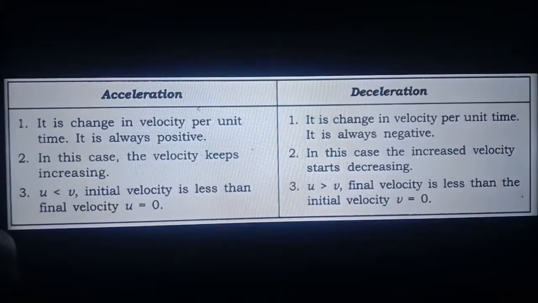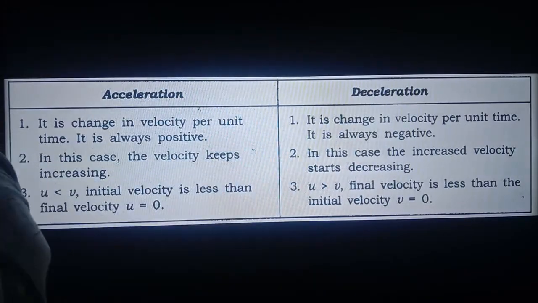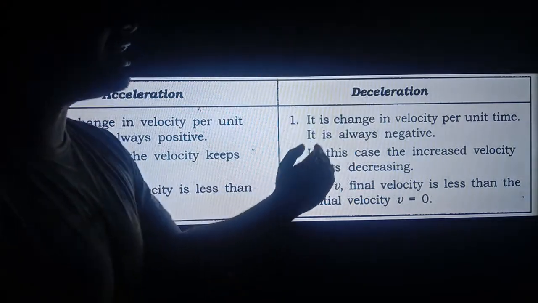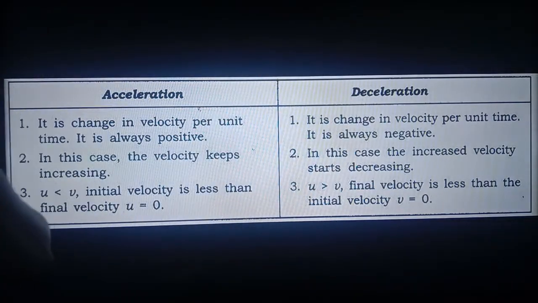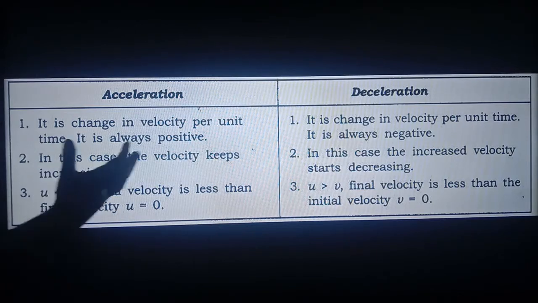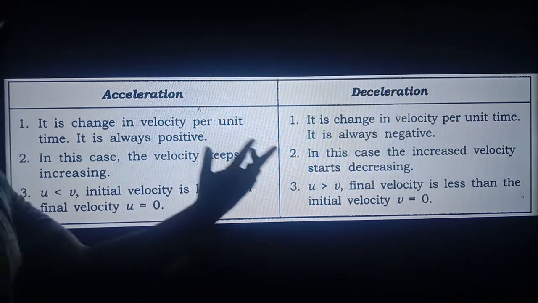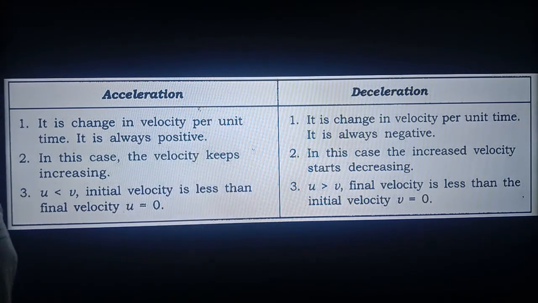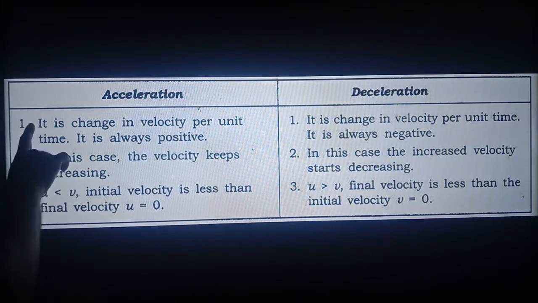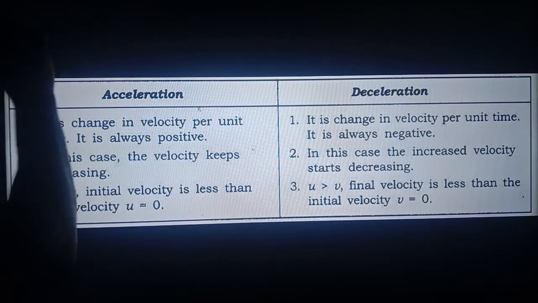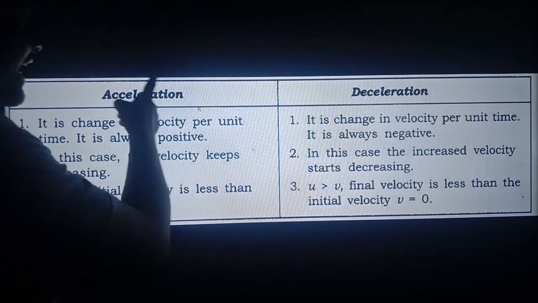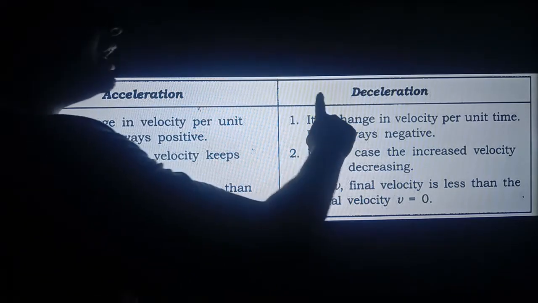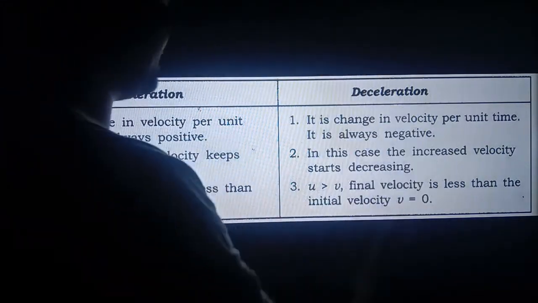The last part is acceleration and retardation. Deceleration, yeah, retardation you have to learn. So what is the common similarity between these two things? Both are vector quantities. This is the similarity. So what is the difference? It is a change in velocity per unit time. Acceleration is always positive and retardation is always negative.